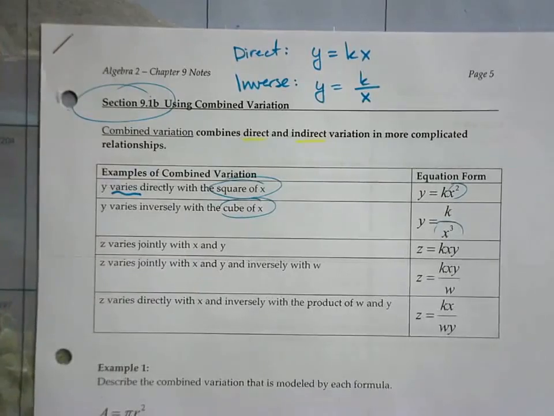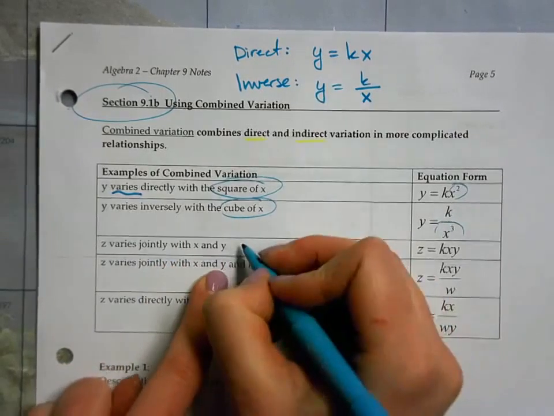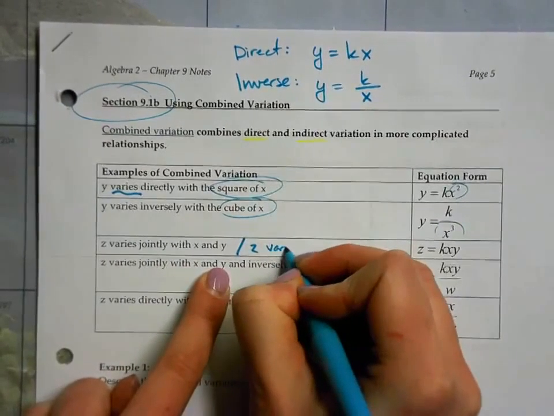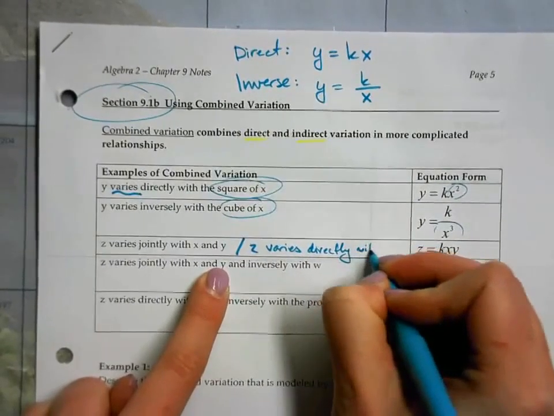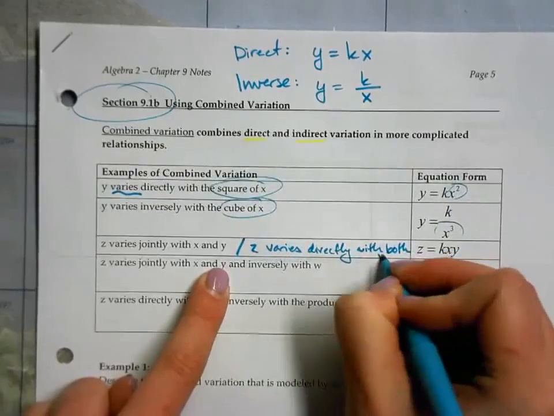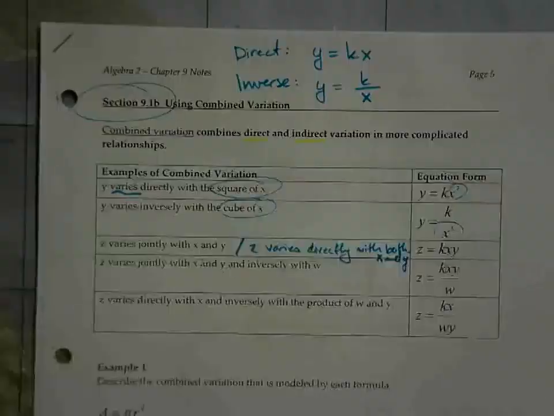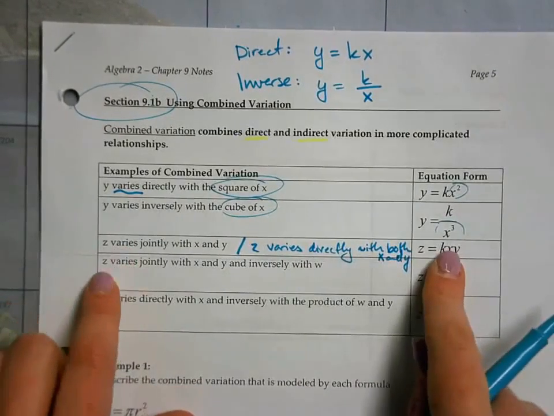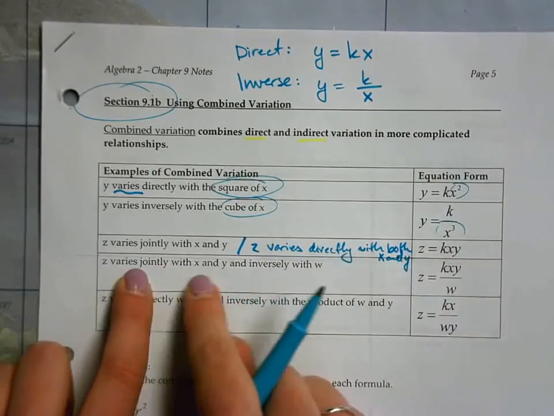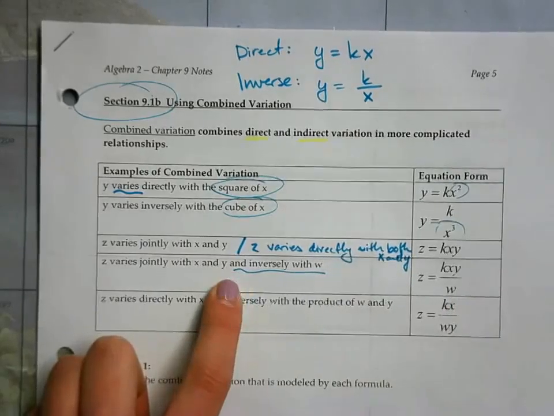Sometimes you have multiple things varying. So for this one here, you'd say z varies jointly with x and y. You could also say z varies directly with both x and y. That's also okay. But notice I didn't have to say anything about k. I just said that it is varying. Here's another one. Z varies jointly with x and y, so that's the same, and then inversely with w down here on the bottom.